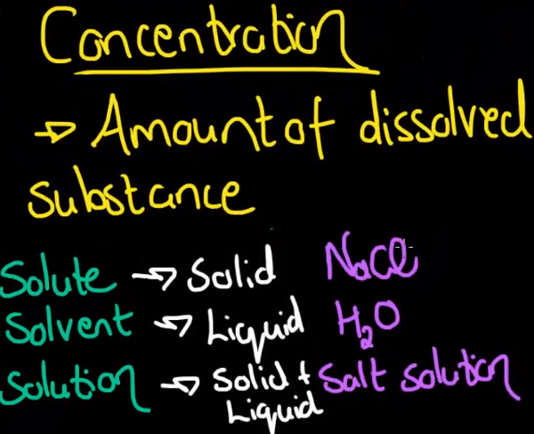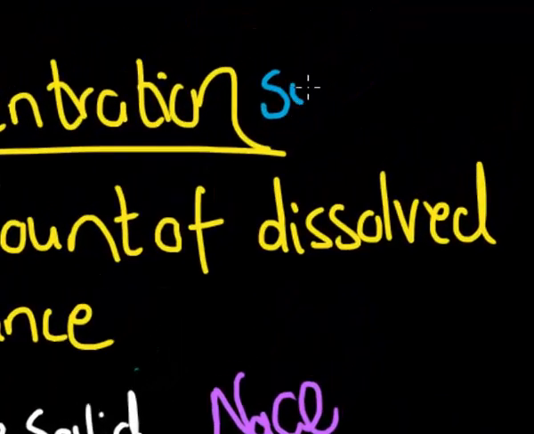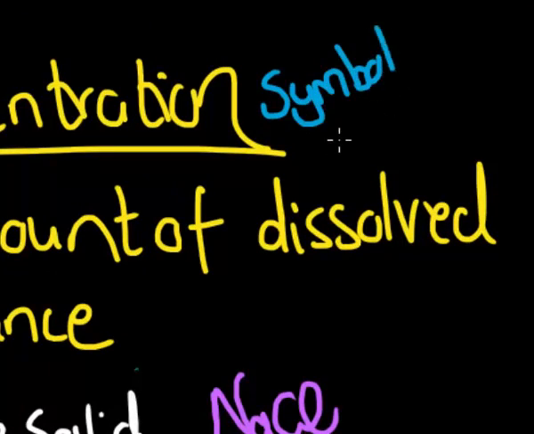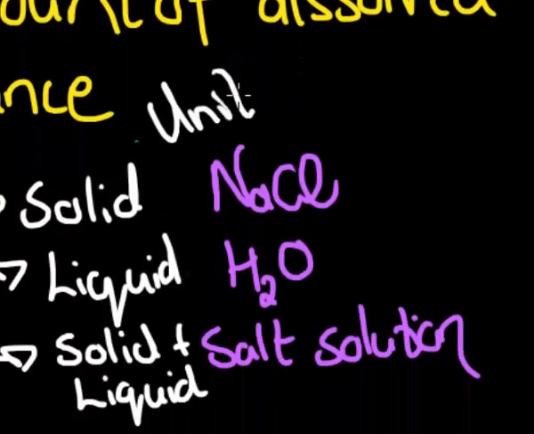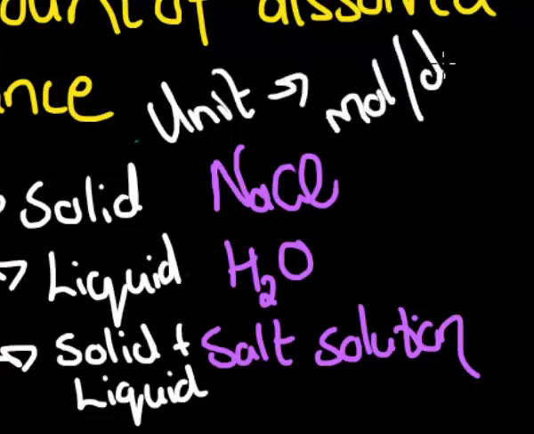Now, the amount of salt that would be dissolved inside my water in the salt solution will be seen as the concentration. It's going to have a specific unit and a symbol. Our symbol, which we're going to make use of to indicate concentration, is a small letter c. Please make sure that it's a small letter and not a capital letter. Our unit for concentration is moles per cubic decimeter. So that means moles divided by cubic decimeters.